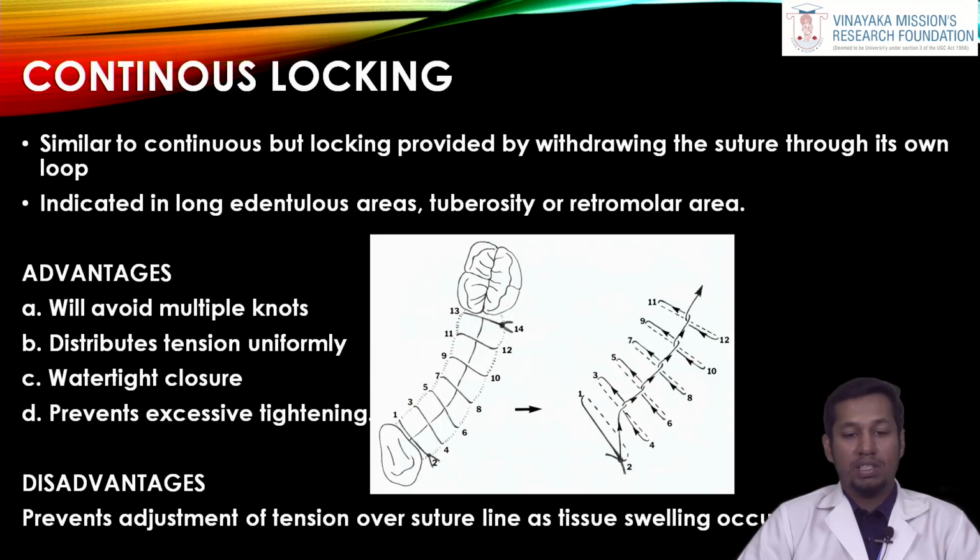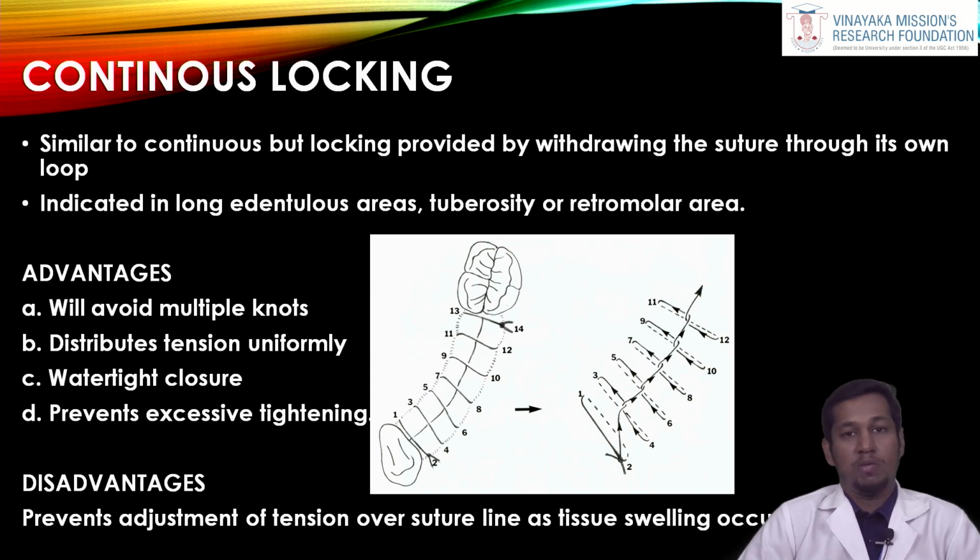Coming to the continuous locking suture, it is very similar to the normal continuous suture, but here intermediate locking is done. The locking is provided by withdrawing the suture through its own loop. We make the loop once we take the suture through the lingual flap, and then we pass the needle through the loop so that there is locking at one point on the lingual flap. That is called the continuous locking suture.